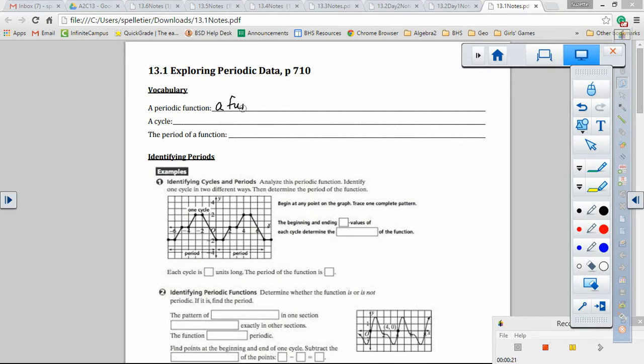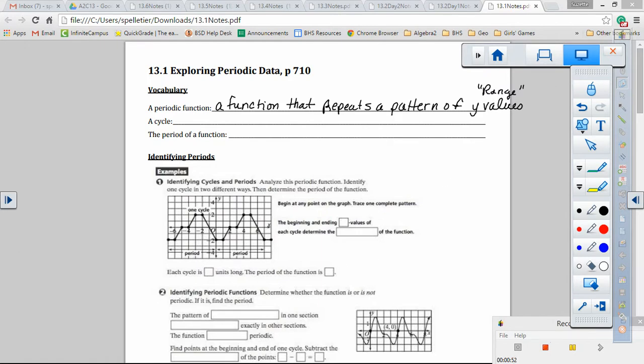A function that repeats a pattern of y values. Okay, and don't forget that your y values are the range of the y values. The range of the function is repeated.